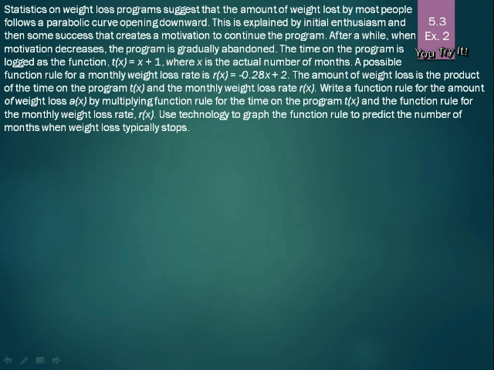Alright, so it tells us to find a of x, the amount of weight loss, by multiplying the function rule t of x by the function rule r of x. And so writing that out, we know a of x equals t of x times r of x. And then we can substitute in our equations for t of x, x plus 1, and also the one for r of x. So simplifying these, we can just multiply and distribute.